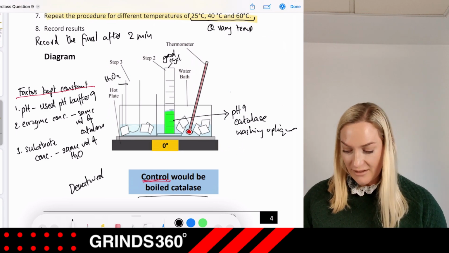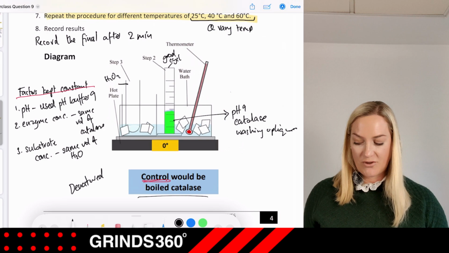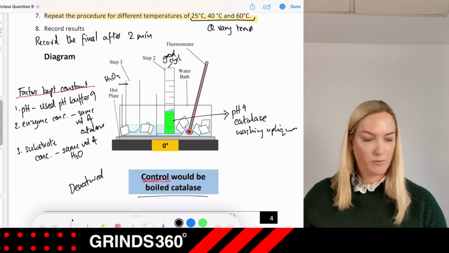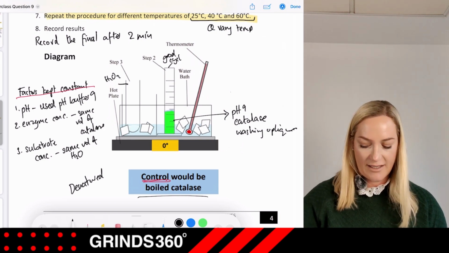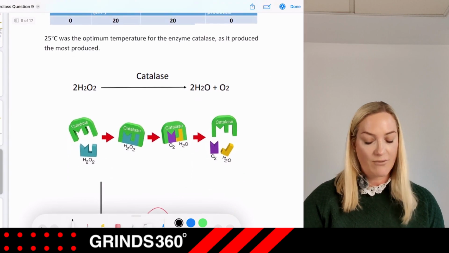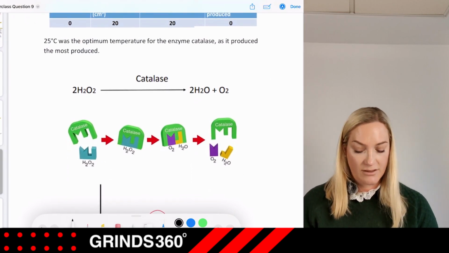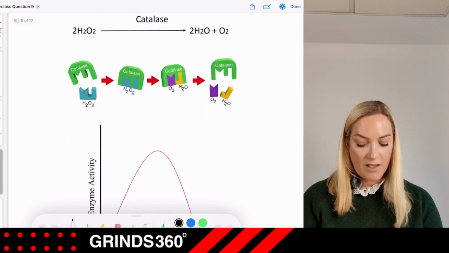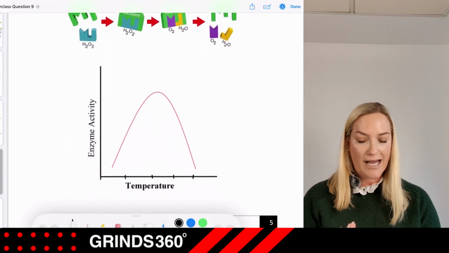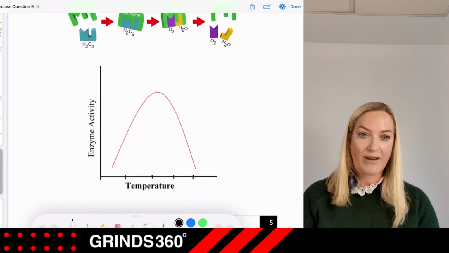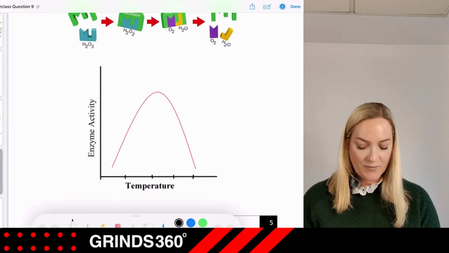Okay, so we've mentioned our enzyme, our substrate, our product, the purpose of our washing up liquid, and what our control is. So again, we found out what the optimum is. Optimum is the most efficient. We mentioned optimum before, and I showed this before. Now, here's your graph of temperature. You need to be able to recognize this graph or draw this graph.